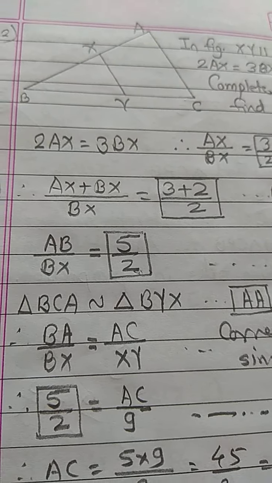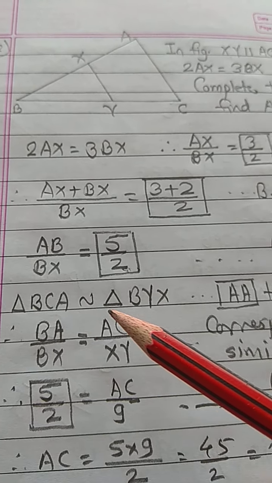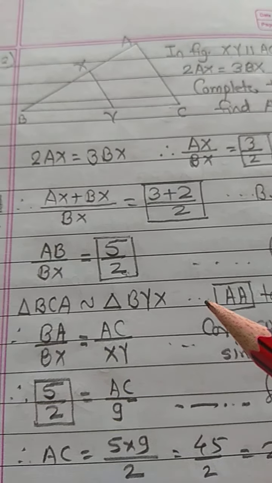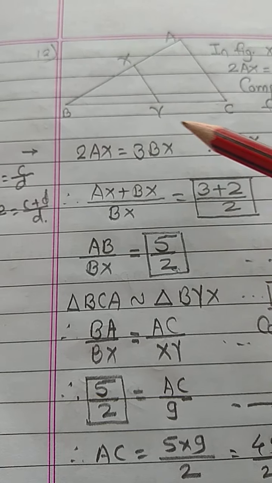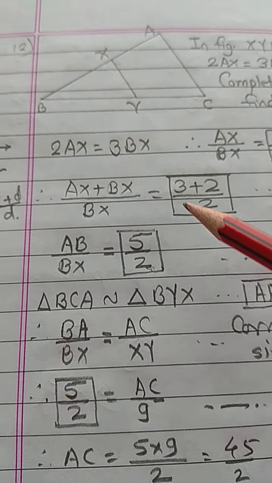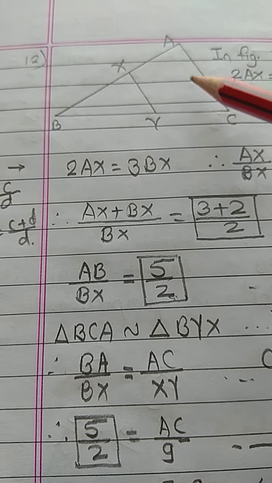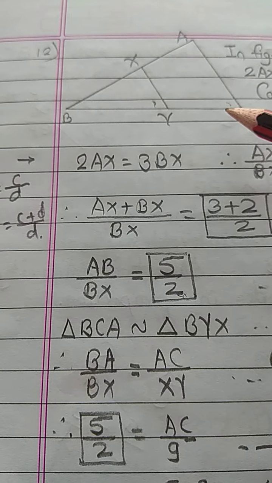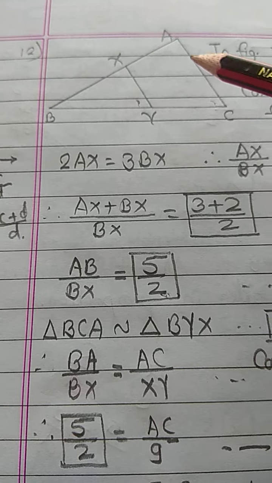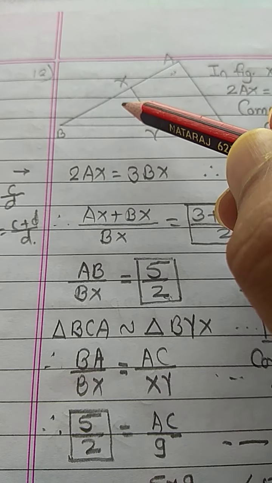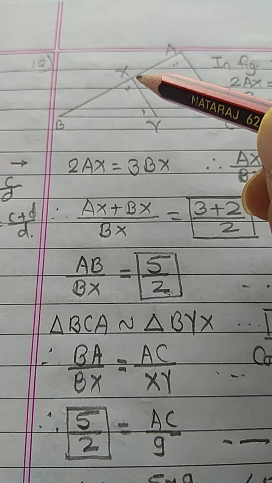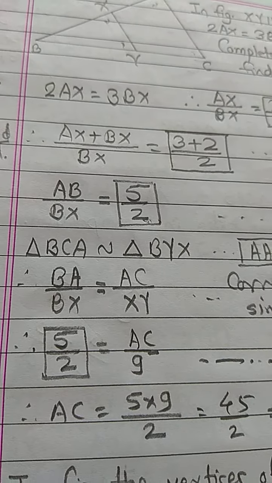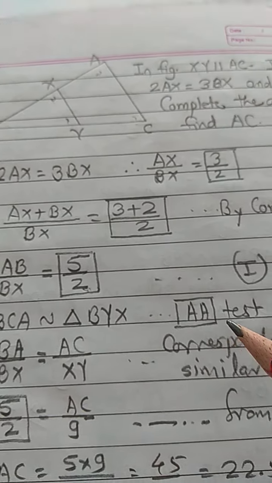Now they have directly given triangle BCA similar to triangle BYX. By AA test we have to write only AA here. We can see how they are similar. BCA is similar to BYX because angle C and angle Y are congruent, as they are corresponding angles. Also, angle A in the greater triangle and angle X in the smaller triangle are corresponding angles. Therefore, by AA test, two triangles are similar.